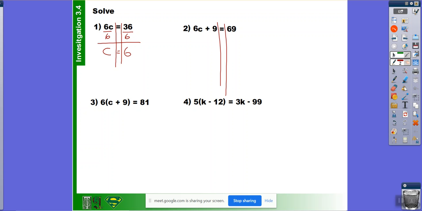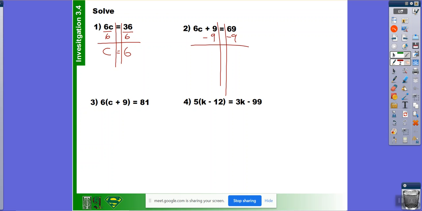Okay. So what I did was, I didn't write that down. Okay. We're going to do it now, though. Okay, so what are we going to do first? Okay, so we have 6C and then 69 on the other side, so I'm going to subtract 9 from 69 because that's the add.